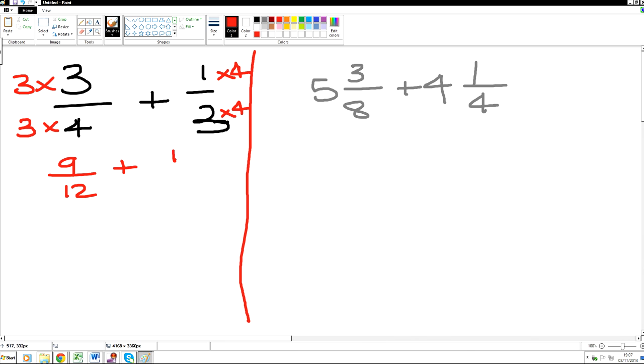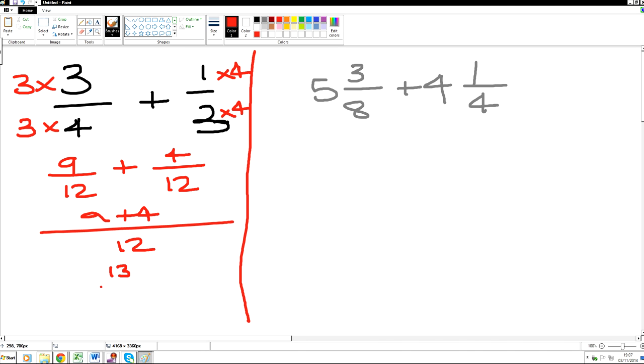Add. Here, look at the board. 9 over 12 plus 4 over 12. That gives us what? So we add the top numbers and copy the bottom number. 9 and 4 is 13 over 12. 13 over 12 is called a top heavy fraction. So 13 divided by 12 is equal to 1 and remainder 1, and copy the bottom. Right.